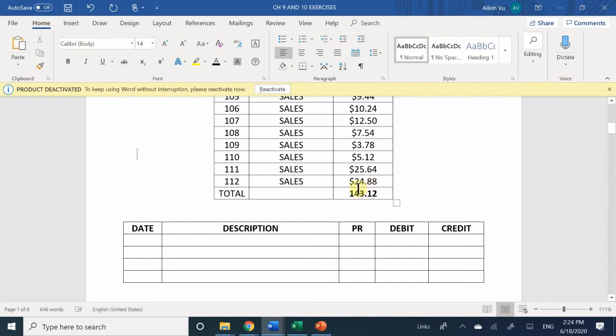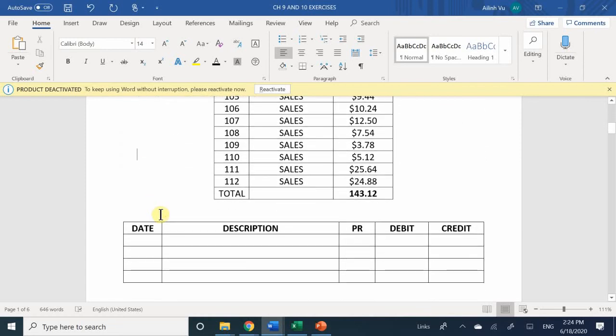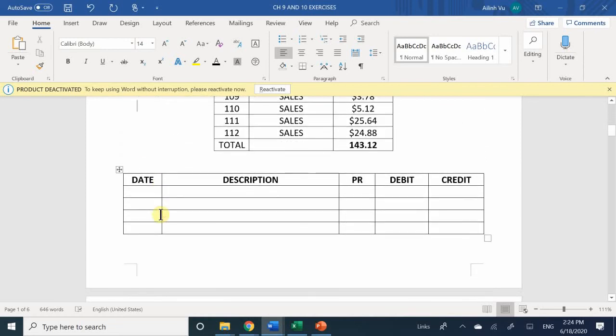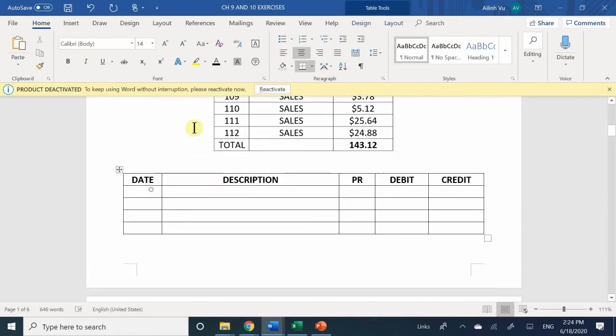$143.12 in receipts, and we have a total of $156 in cash. Okay. So how do you replenish this cash register? Just write a check out for 143. That is correct. Good. So it's going to be on the same day, at the end of the day.